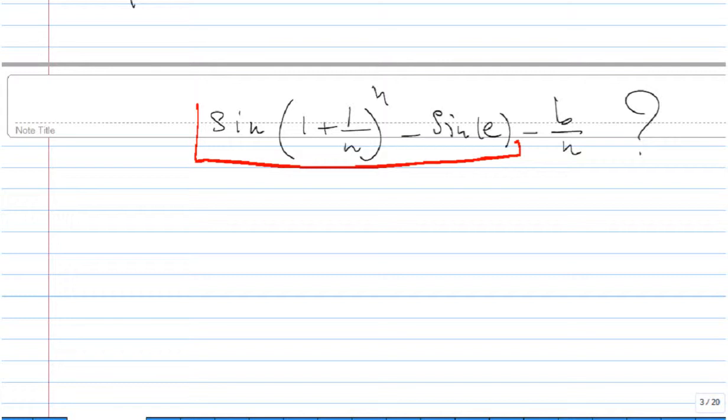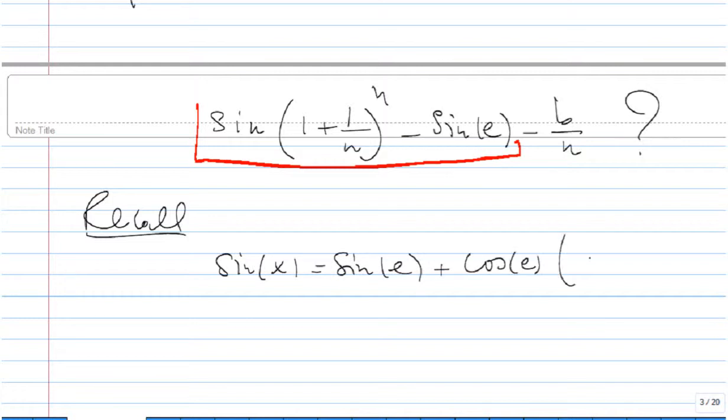So again, recall from calculus that sine of x is equal to sine of e, this is the Taylor polynomial at e, plus the derivative of sine, which is cosine of e times (x minus e), plus the second derivative of sine, which is minus sine of e over 2 factorial times (x minus e) squared, etc. If I need more terms, I'll come back to this Taylor approximation and add more terms. So we'll see.